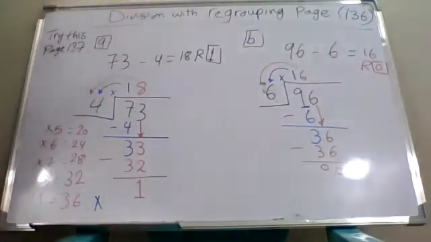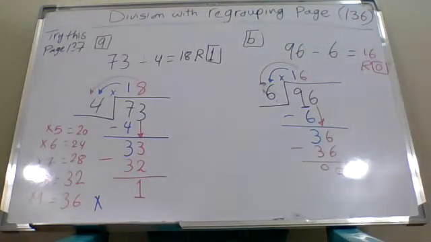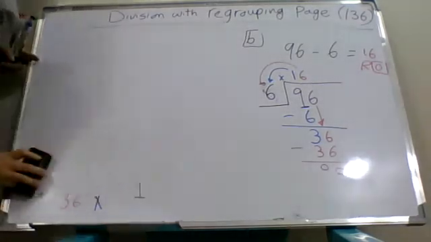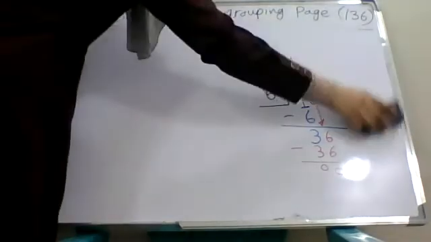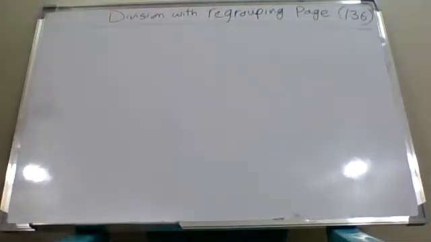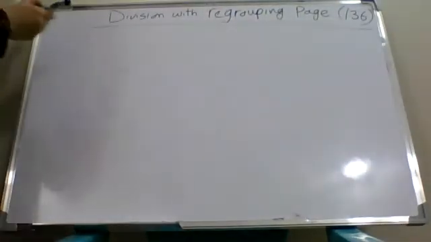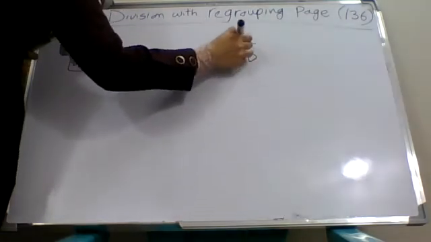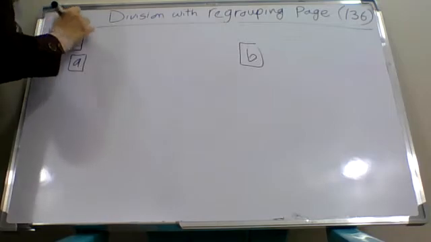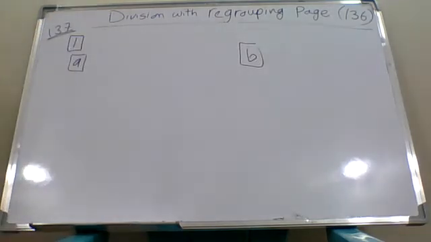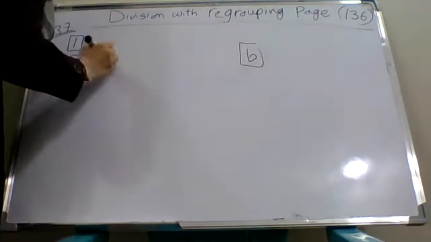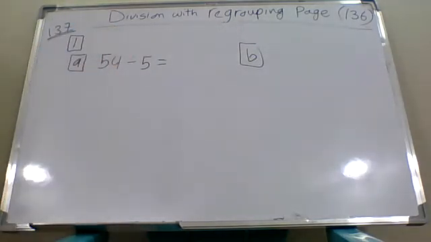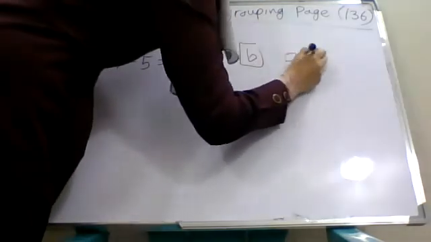Okay, so these are the exercises for try this. You will do them on your own, again on page 137. I will do the first question, A and B. The first one is 54 divided by 5. If I'm wrong, just correct me. The second is 75 divided by 6.